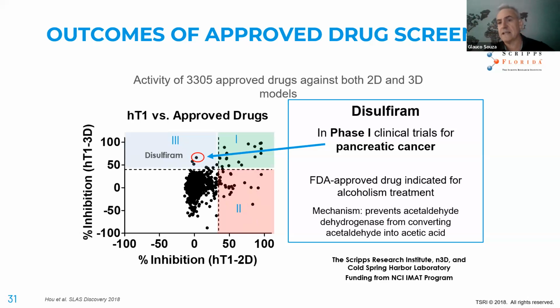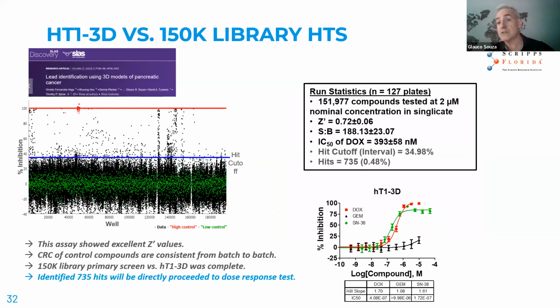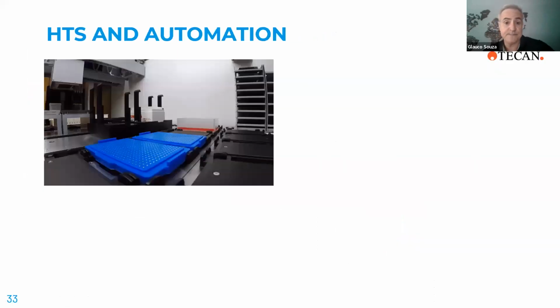We published this in SLAS. We also published a 150,000 compound screening using magnetic 3D cell culture. And if you care about high throughput screening, the Z prime is 0.72, which is an excellent assay. Z primes above 0.5 are considered excellent.